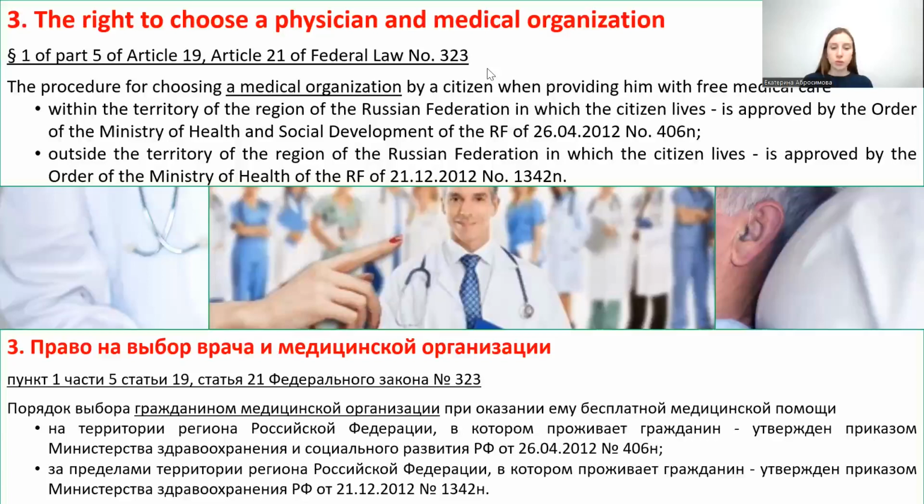The procedure for choosing a medical organization by a citizen when providing him with free medical care within the territory of the region of the Russian Federation in which the citizen lives was approved by the order of the Minister of Health and Social Development of the Russian Federation dated the 26th of April 2012. And the procedure for choosing a medical organization by a citizen outside the territory of the region of the Russian Federation in which he lives was approved by the order of the Minister of Health of the Russian Federation dated the 21st of December 2012.